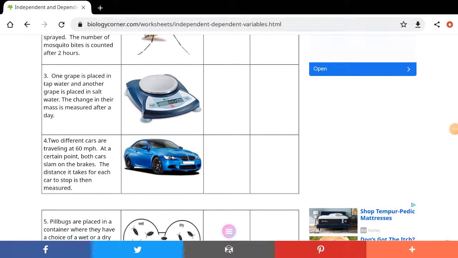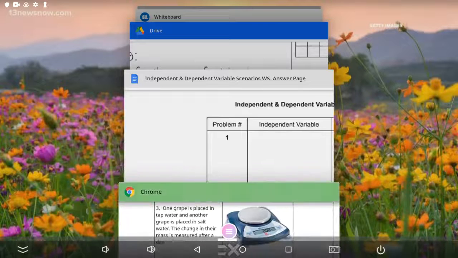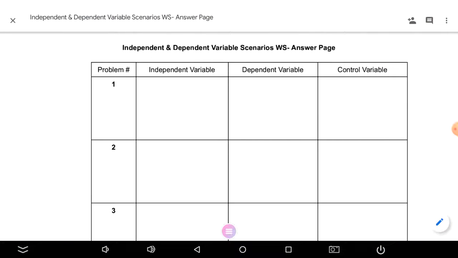Okay, so it says one grape is placed in tap water and another grape is placed in salt water. The change in their mass is measured after a day. So what is being tested here? What do you think we're testing, Addie J? The type of water. If you just wrote water, try and be more specific. So let's go to our answer page. Raise your hand if you had that right. Good job. These are tricky. What number is this, 3? Yeah. Okay, so number 3, our independent variable is the type of water.